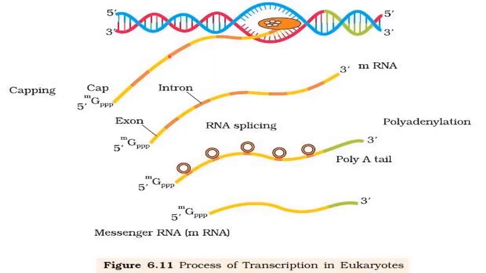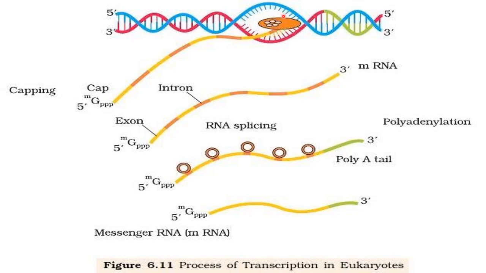So see here, this is the process of transcription in eukaryotes that is given in your NCERT book. So here you see this is double-stranded DNA, okay, and you have done about the transcription process in prokaryotes, and in the prokaryotes you have seen that RNA polymerase enzyme binds at the promoter region. Likewise here also RNA polymerase enzyme binds at the promoter region to initiate the transcription, but here in case of eukaryotes that RNA polymerase enzyme binds with some transcription factors.